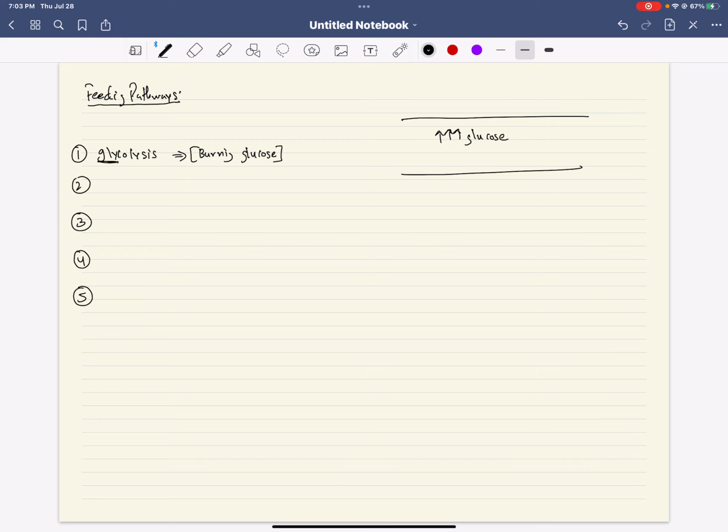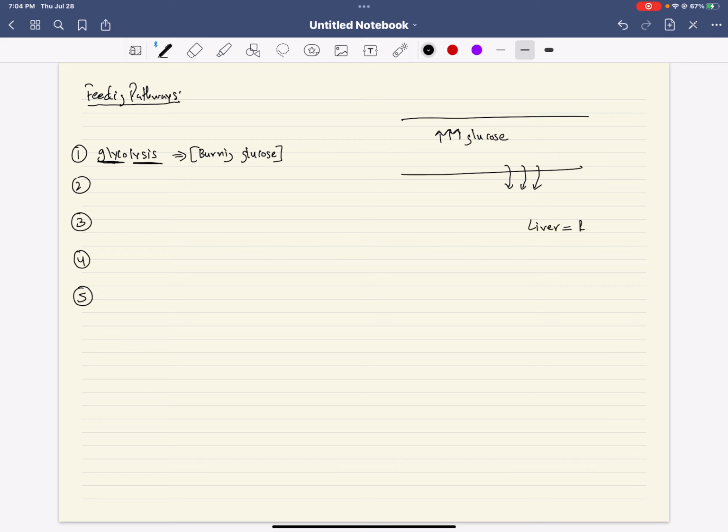Glucose, glucose, and lysis means breaking it down, right? So what else can you do? Well, you can actually break it down. First, in order to break it down, you first need to remove this, right? You need to remove this. The most important organ that helps you remove this, you need to know, is the liver.